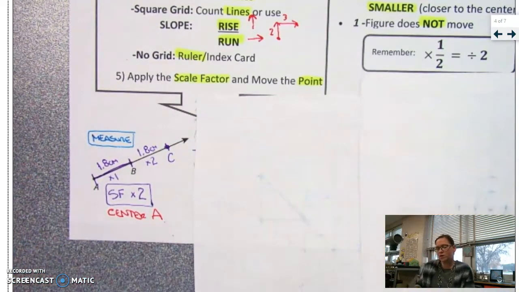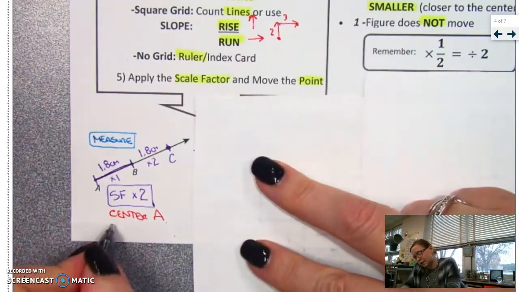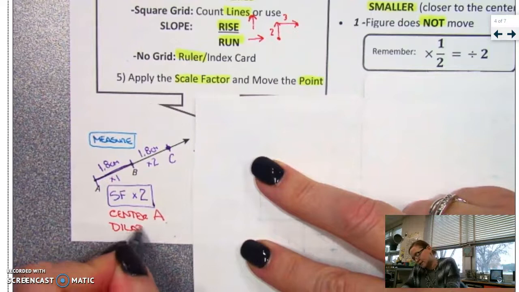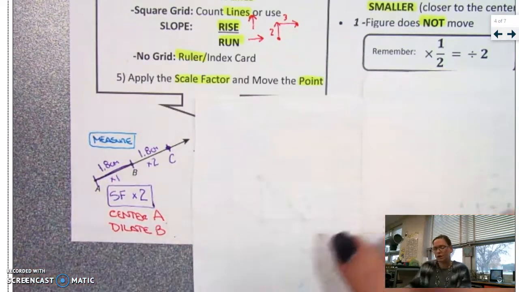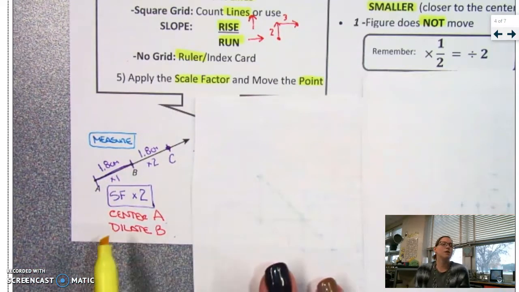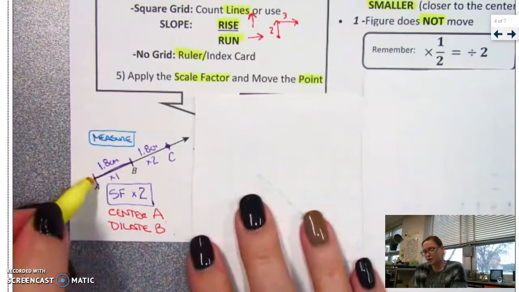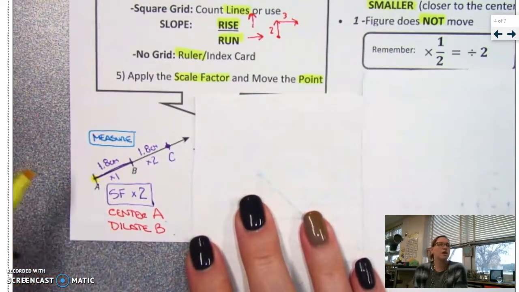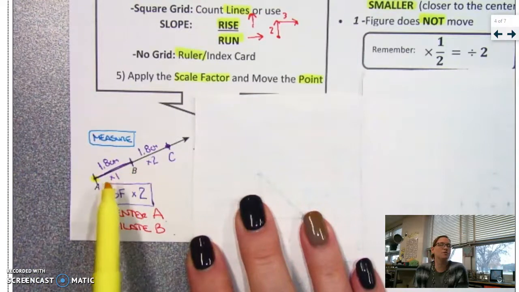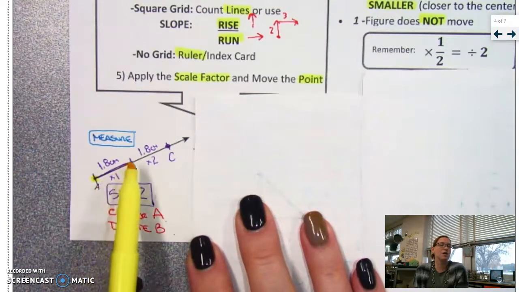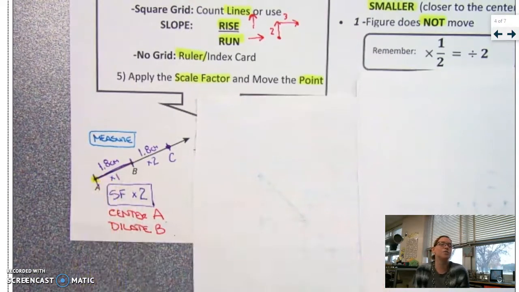So we know what direction we're going to. We know what we're dilating. We're dilating B. So we might even want to write that down here, dilate B, so that we can put C. So here we go. Our center is A. So there is our start. We are going to dilate B. So we have to measure this section right here. With a ruler, I took a ruler and measured it as 1.8.